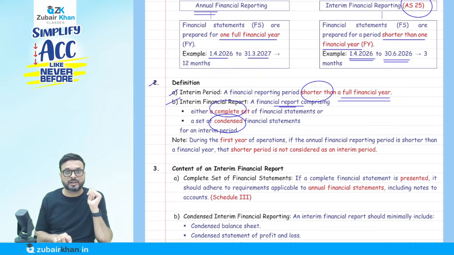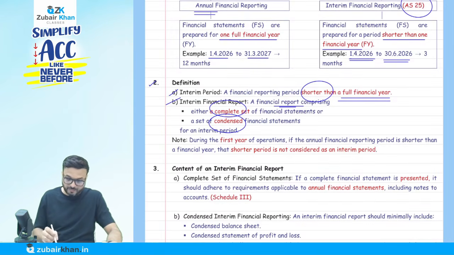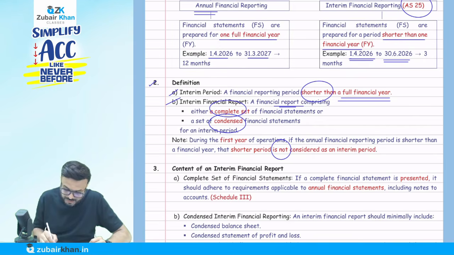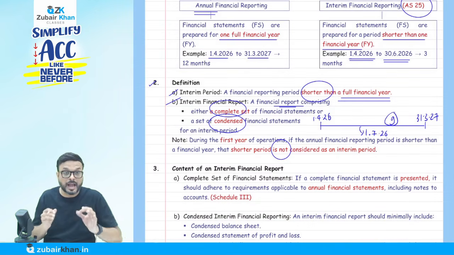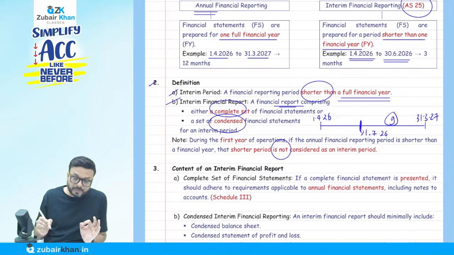Now for interim period. During the first year of operation, if the annual financial reporting period is shorter than the financial year, that shorter period is not considered an interim period. For example, the financial year is from 1st of April 26 to 31st of March 27. We started the business on 1st of July 26. So it is going to come for how many months? 9 months. So the first financial statement I am to prepare is for 9 months. That is not the interim financial reporting. Why? Because we started the business during the year.